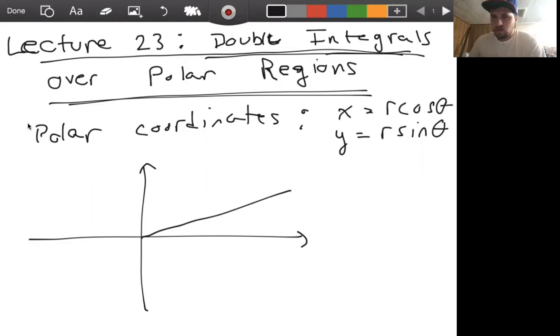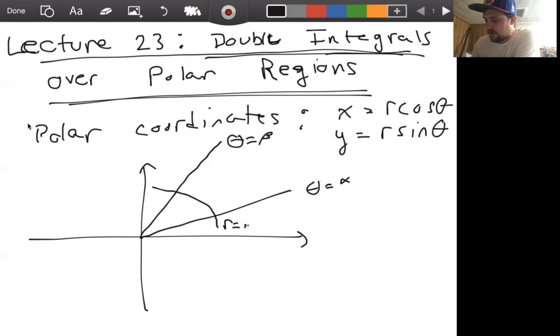in polar coordinates, we can start at some theta value, say theta equals alpha, and then we can keep going to theta equals beta, let's say. And then we can also have two different r bounds here. We could have r equals a here, and then maybe out farther, we could have r equals b.